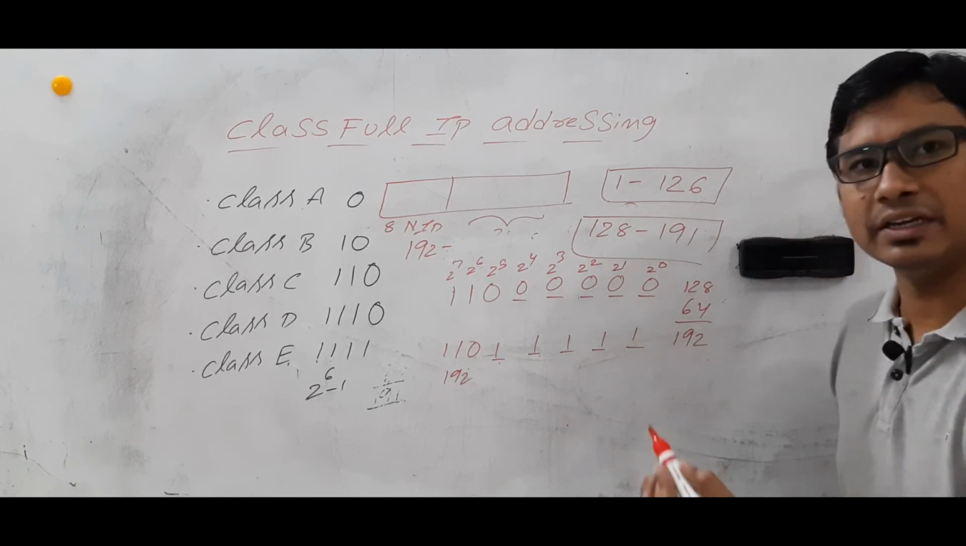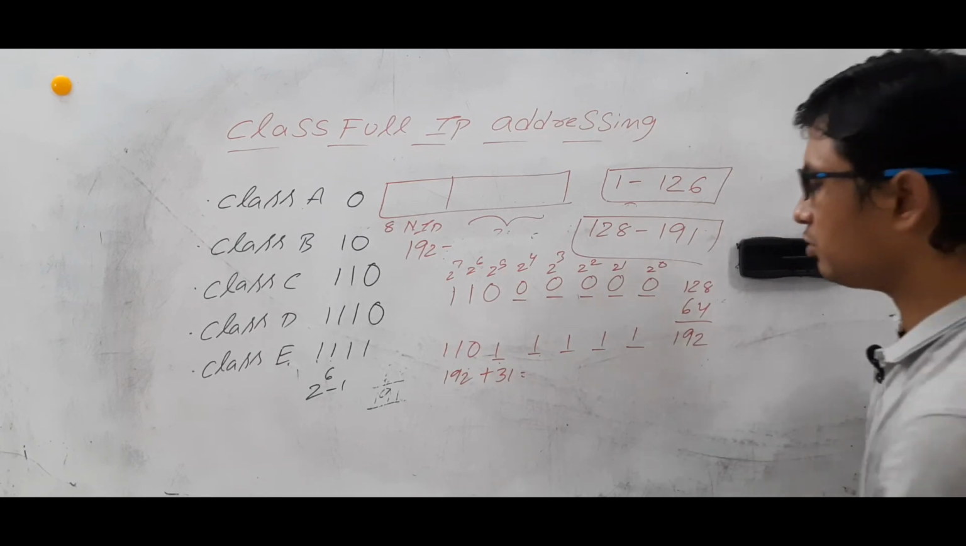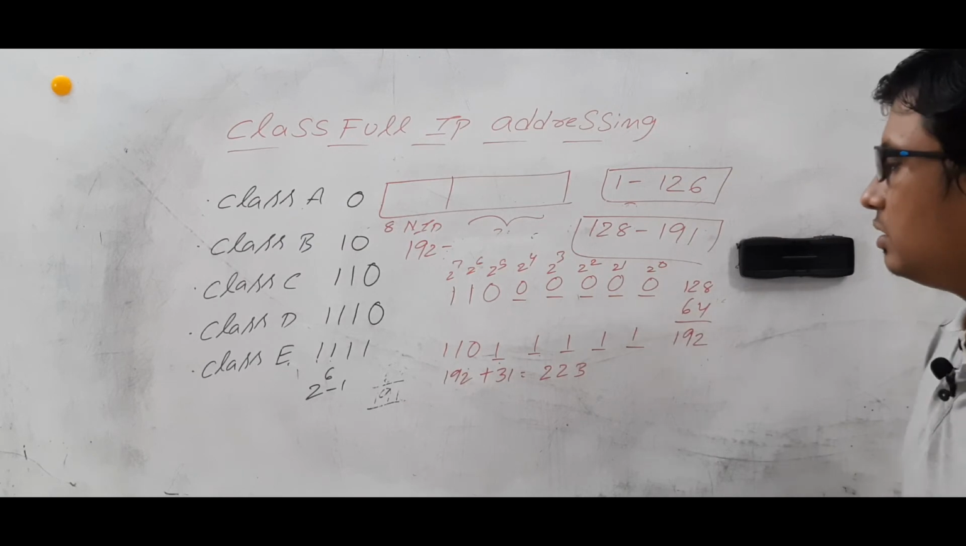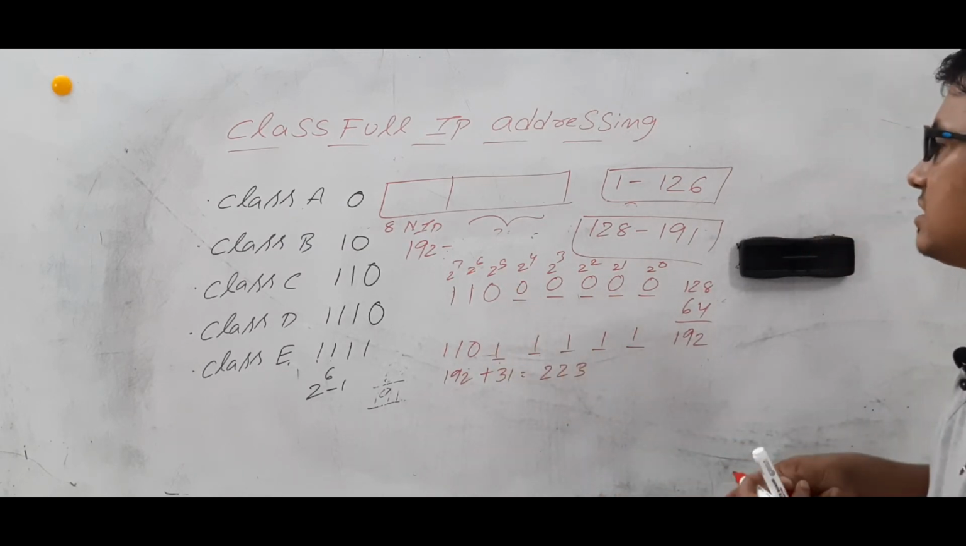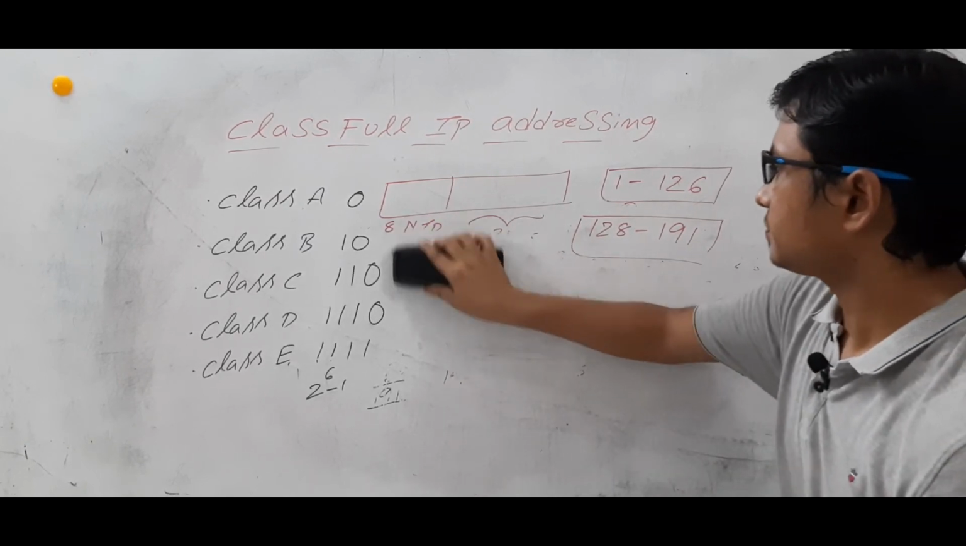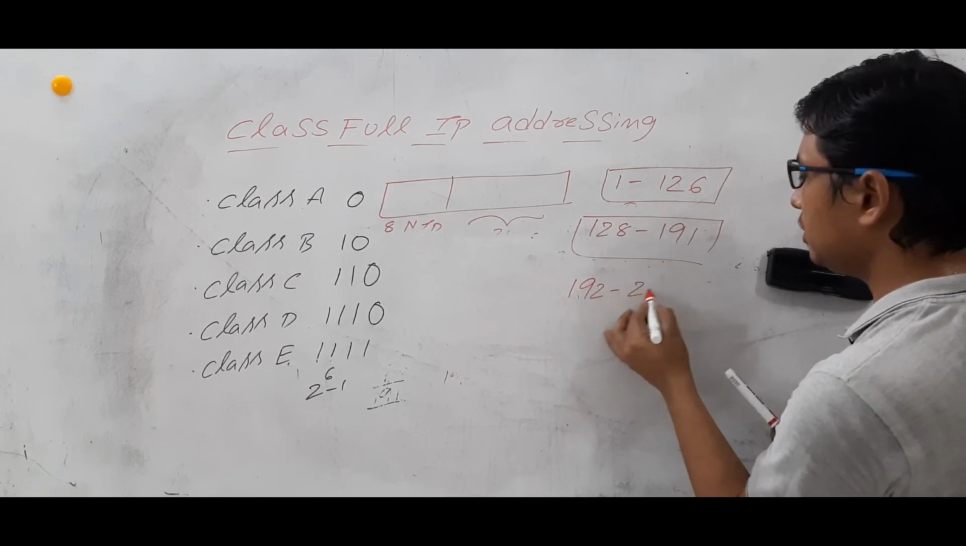So 128 plus 64 is 192. So the starting range of class C is 192, and this one is how much? This is 192 plus 5 ones are there. So 2 power 5 minus 1, which is nothing but 31. So 192 plus 31 is equal to 223. Am I right or wrong? Okay. So the class C range is 192 to 223. Let me write here. Class C range is 192 to 223.